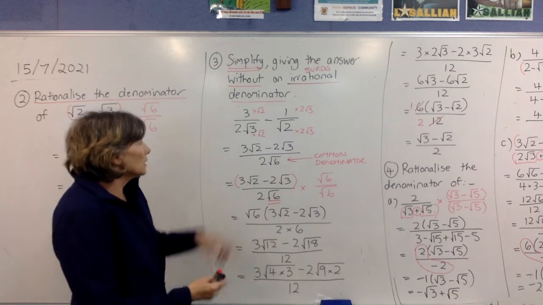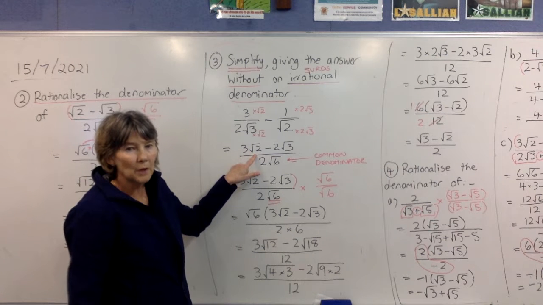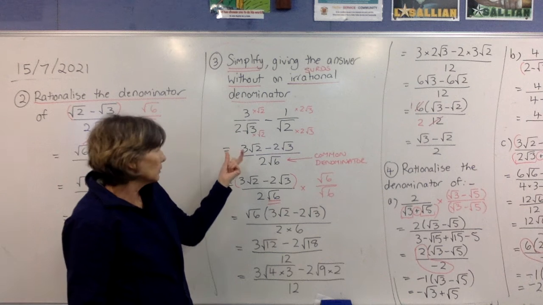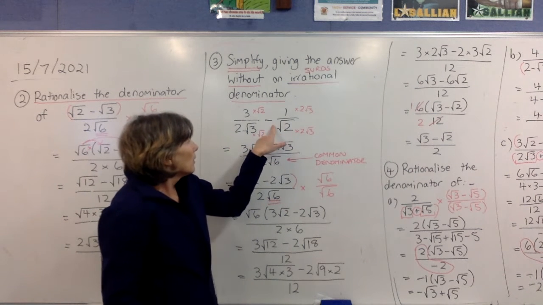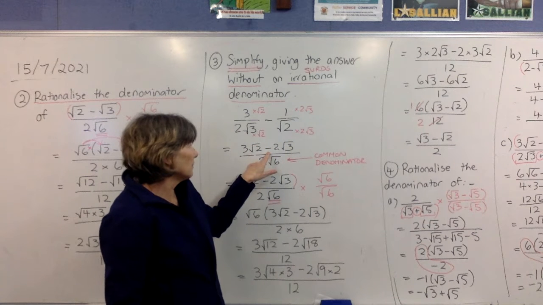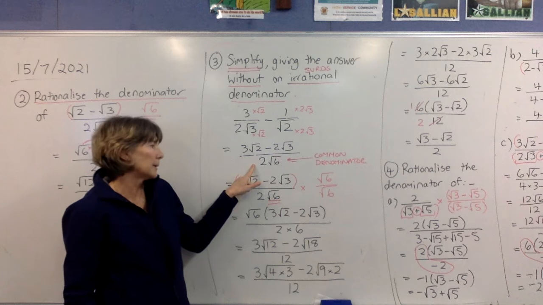Alright, now if I do these little multiplications, 3 times root 2 is 3 root 2. Don't write root 6. That's not a surd, that is. Keep them separate. Then over here, 1 times 2 root 3 is 2 root 3, and we have a minus in the middle. So we've done our little multiplying on top, we've got our common denominator.